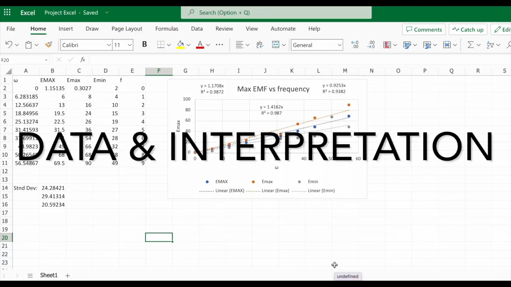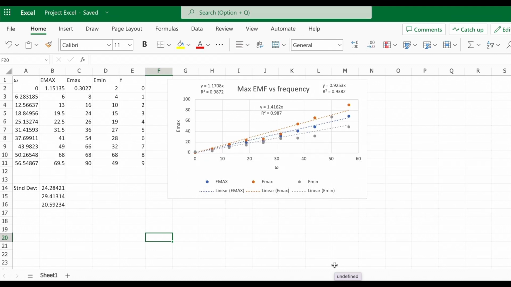After using Pasco to find the EMF due to a change in frequency, we put this in a graph in Excel. As you can see here, on the x-axis we have omega, which we set equal to 2 pi times the frequency, with the frequency being 1 through 9. And then on the y-axis we have the maximum electromotive force that we recorded using Pasco. With this, we expected the maximum to be equal to the absolute value of the minimum. However, we got slightly different numbers for these.